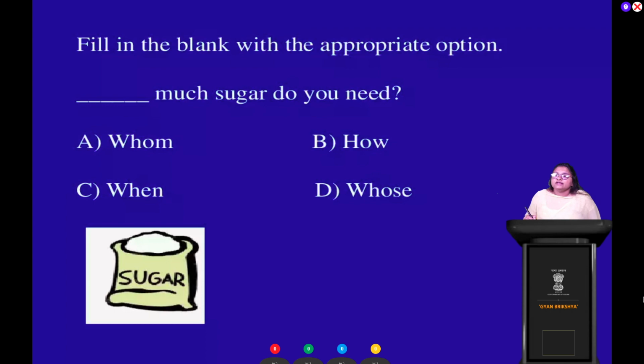Chalo, look at it. Fill in the blank with the appropriate option. Okay, again. So there is a dash. Dash much sugar do you need? Four options in front of you are A, whom, B, how, C, when, and D, whose. Okay, these are the four options in front of you. So fill in the blank with the appropriate option. So did you get the question right? The question is, questionটা কি বলছে?